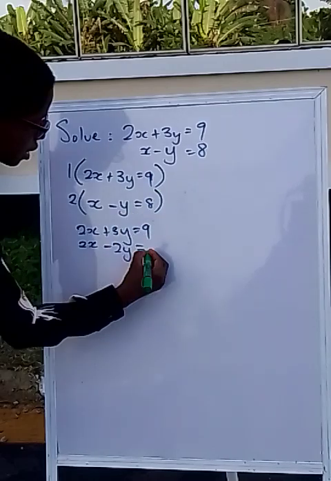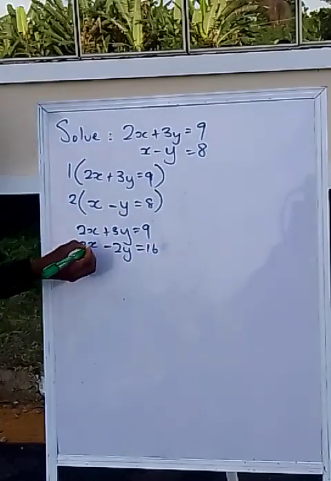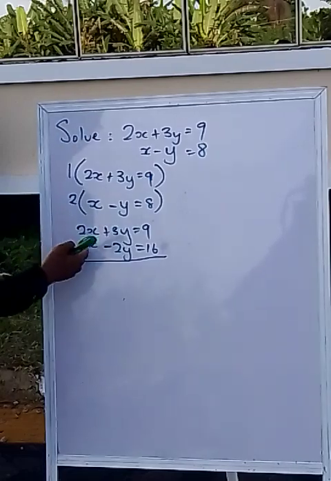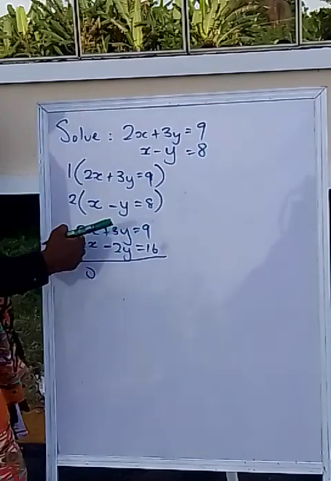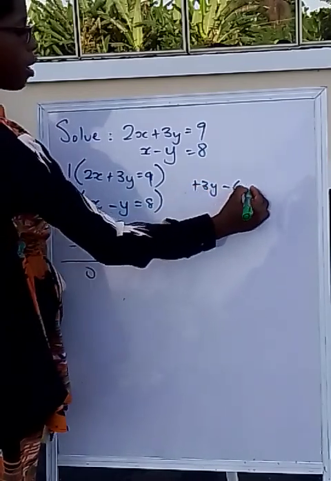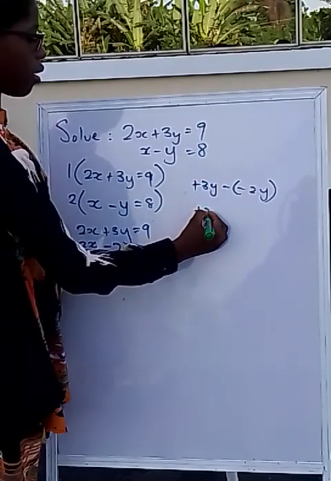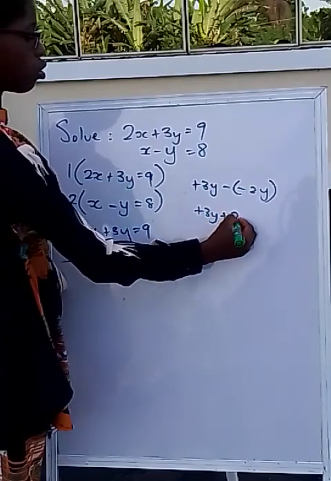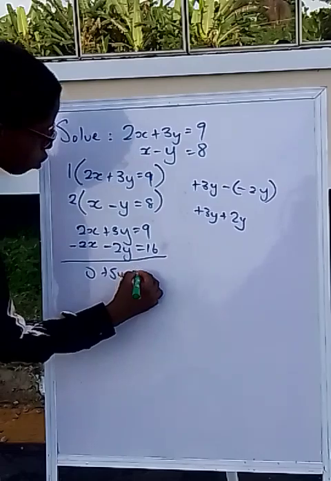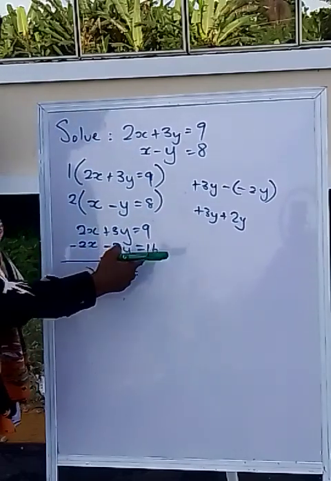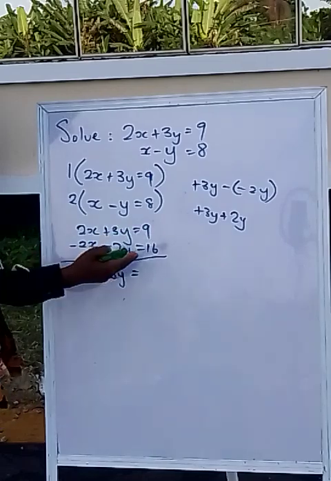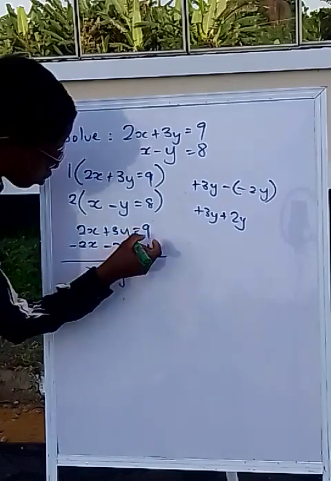So now we introduce a minus sign to the second equation and subtract. 2x minus 2x is 0, plus 3y minus minus 2y; minus times minus is plus 2y. So plus 3y plus 2y is plus 5y equals 9 minus 16. 9 minus 16 is... let's calculate it.